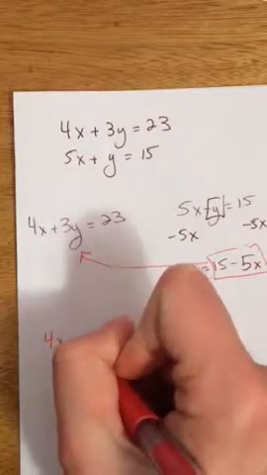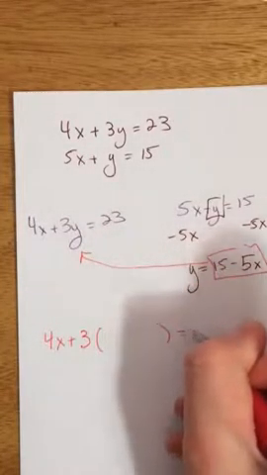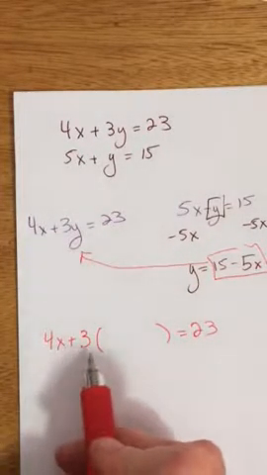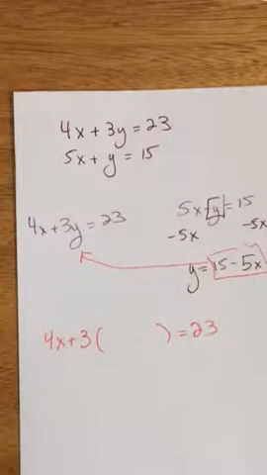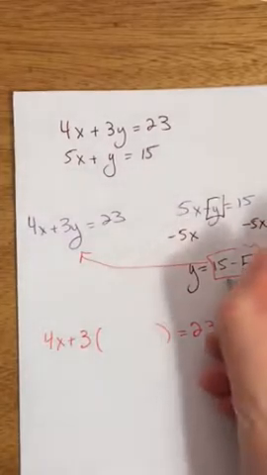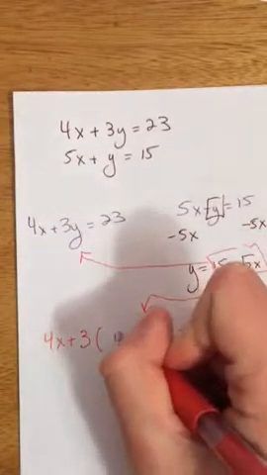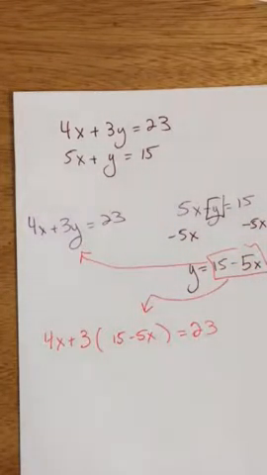So I'm going to rewrite it with a parenthesis where the y is. So 4x plus 3 times something equals 23. 4x plus 3y equals 23. And that something is going to be 15 minus 5x, because y equals 15 minus 5x, so I substitute it in.